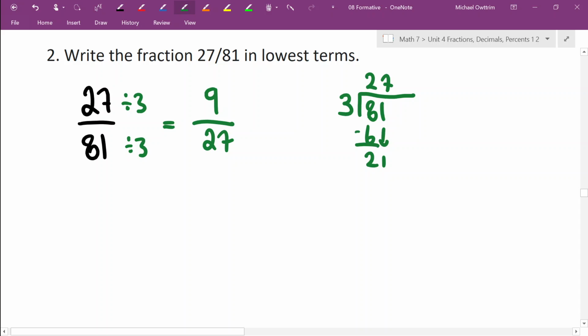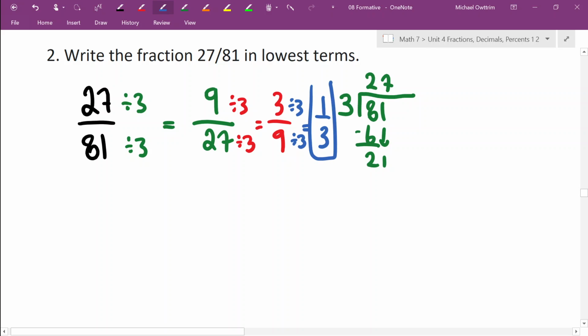If we look, we can continue dividing here, actually. Again, both of these divide by 3. That gives us 3 over 9. And a final division by 3 is 1 over 3. And that's going to be our simplest form here. Remember, you want to keep dividing until it is as small as possible. There's no more numbers that you can divide both the top and the bottom by, and that gives us our 1/3.